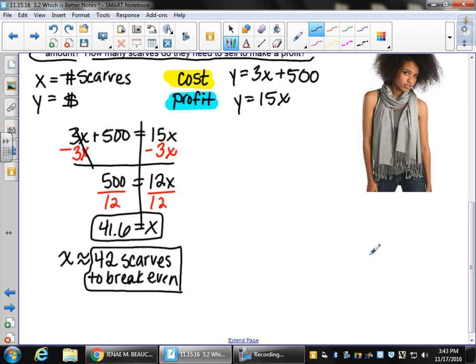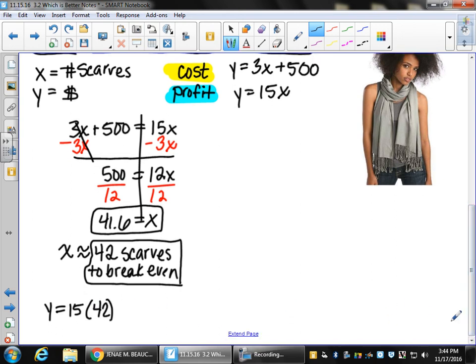To figure out what that break-even amount is, we can plug into either equation. So I'll plug into the second one just because it's a lot faster. So y equals 15 times 42. 15 times 42 is 630. So 42 scarves to break even. The break-even amount is $630.